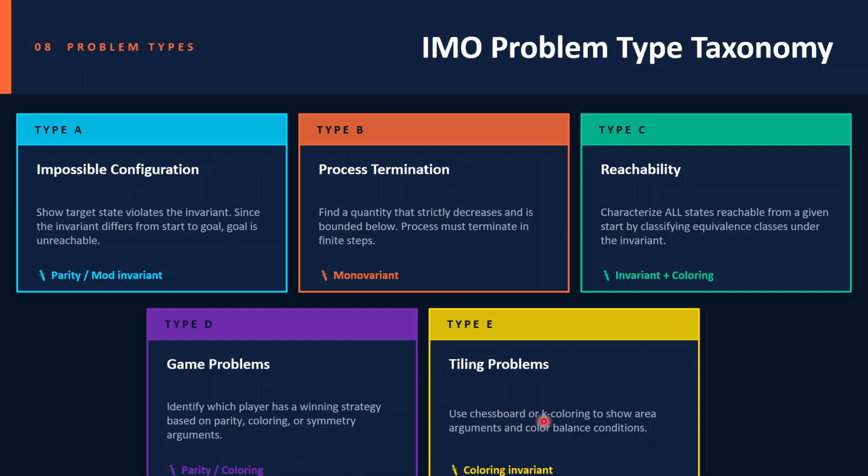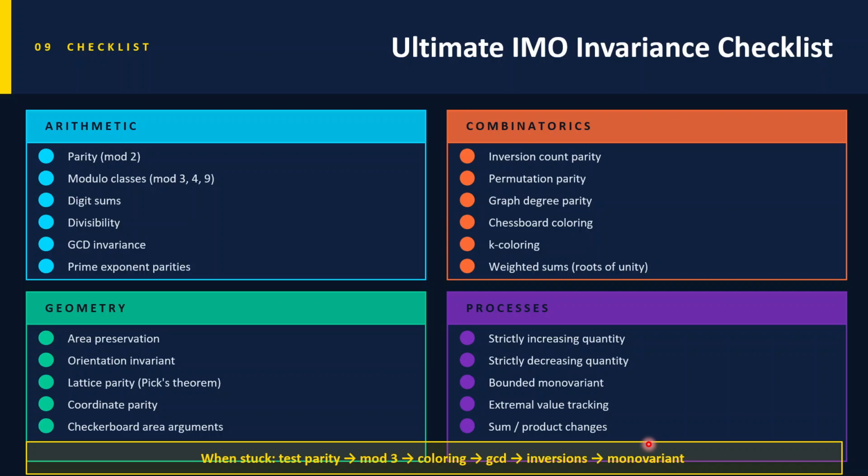Tiling problems use chessboard or key coloring to show the arguments and color balance conditions. It's not necessary that they will exactly give a chessboard so that we can solve the problem easily. They can give other cases, but we can literally prove it by taking the example of a chessboard.